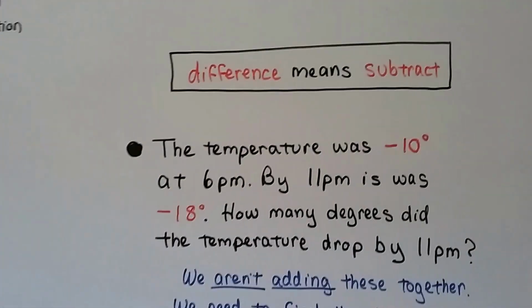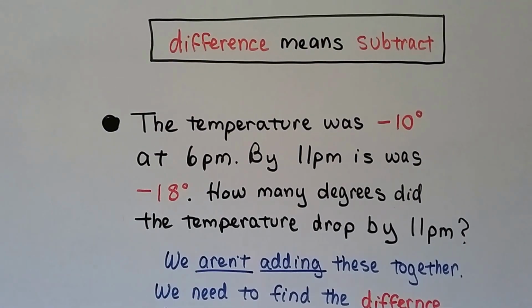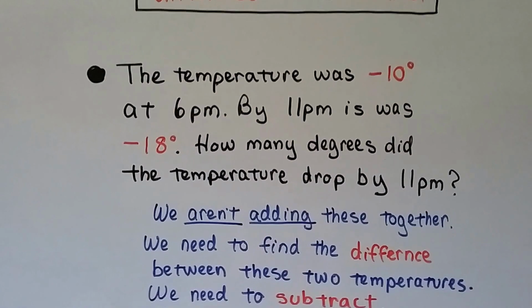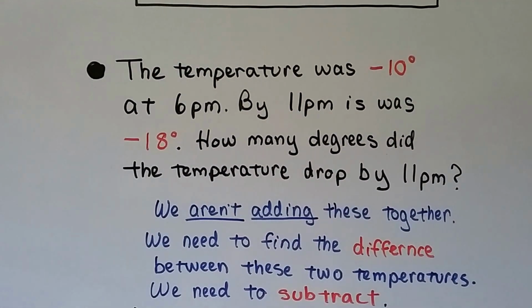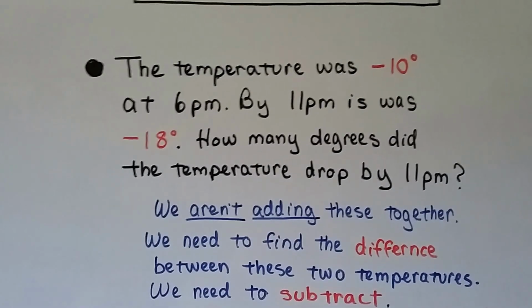So let's take a look at some problems and see if we can figure out which equation would be the correct equation. So remember that difference means subtract. The temperature was negative 10 degrees at 6 p.m. By 11 p.m., it was negative 18 degrees. How many degrees did the temperature drop by 11 p.m.?